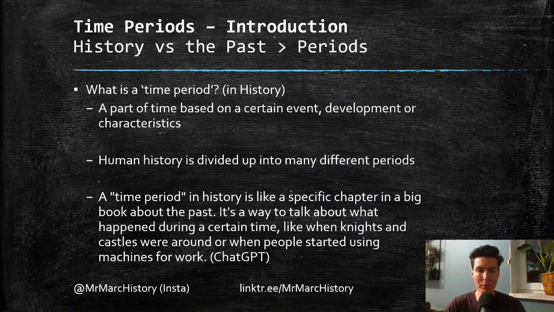So I also asked our friend ChatGPT, and he says a time period in history is like a specific chapter in a big book about the past, so about the human past. It's a way to talk about what happened during a certain time, like when knights and castles were around or when people started using machines for work. So let's say the whole human history is a book, then a time period is a chapter. So today we're going to talk about the whole book and why those chapters were made, and then in next videos we're going to zoom in on a chapter each time.